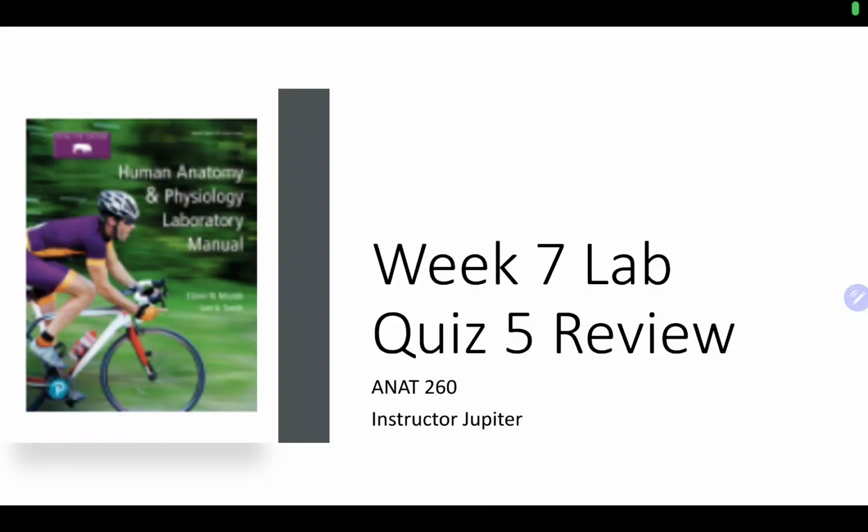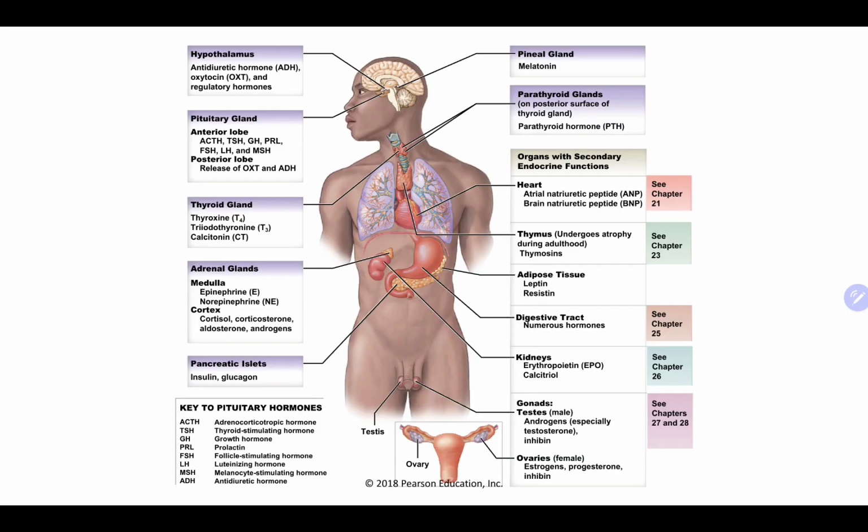Guys, I just wanted to do a quick little video of the lab quiz review for week 7, going over endocrine and respiratory. Remember, these are the major endocrine glands that are going to be in the body. That's what we've talked about. And then we have some organs with secondary endocrine functions, as you can see on the right there.